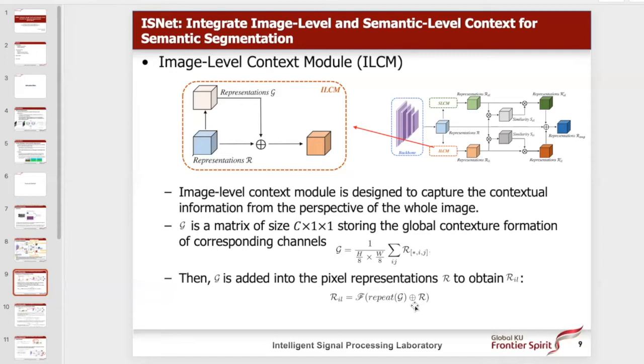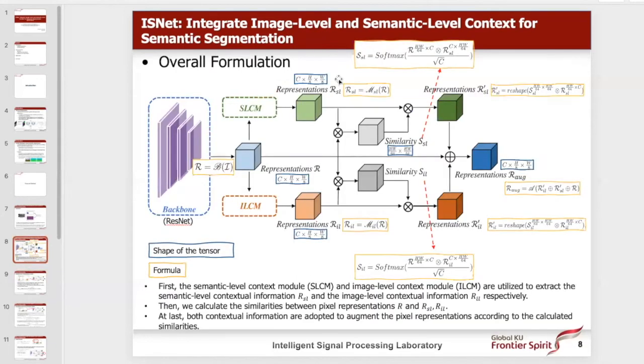What does F do? F is achieved by a one by one convolutional layer. And let's go back.